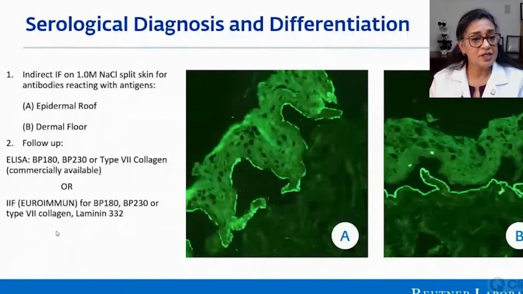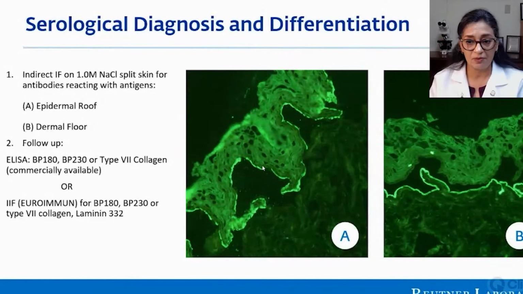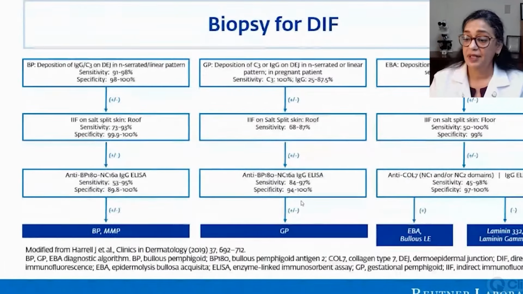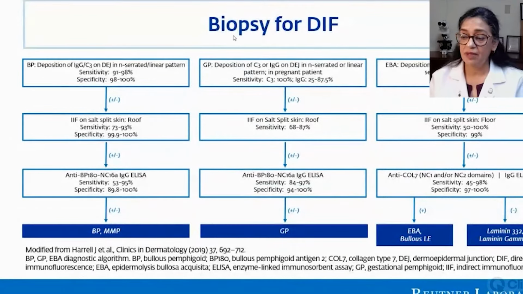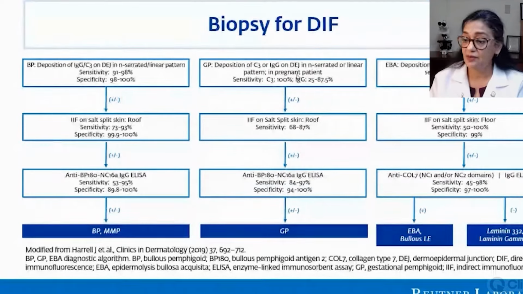So these photos here show us reactions on the epidermal roof of salt split skin by indirect immunofluorescence. And this is the reaction on the floor. So depending on what we see with this test, follow-up ELISA tests are done. So this algorithm shows a multi-step approach that can be followed to diagnose IgG and C3-mediated subepidermal blistering diseases.